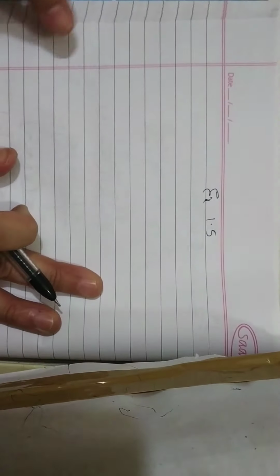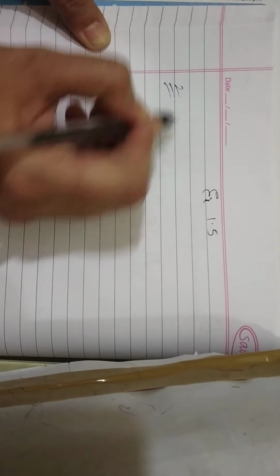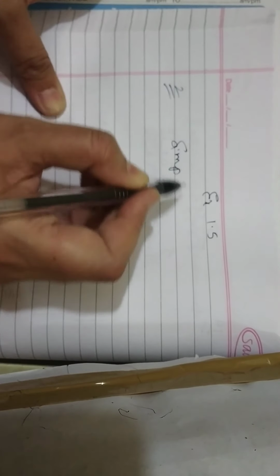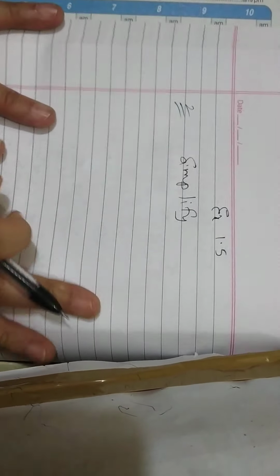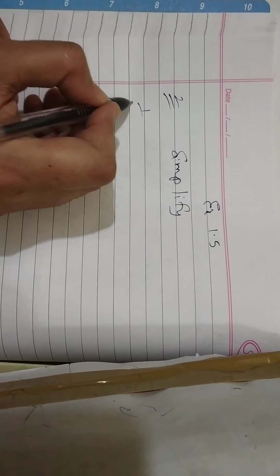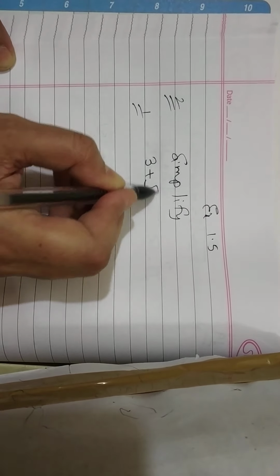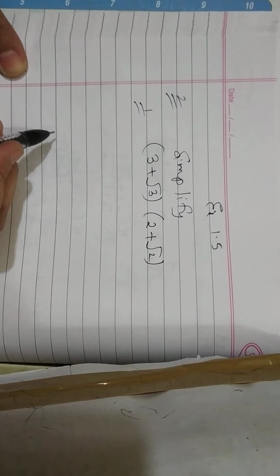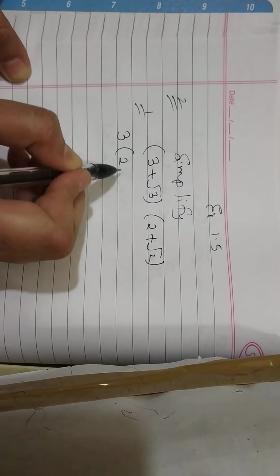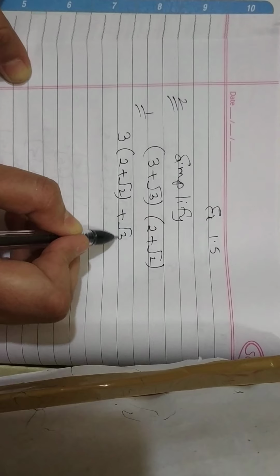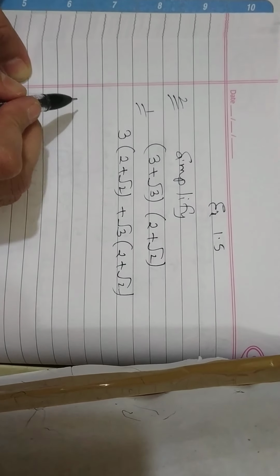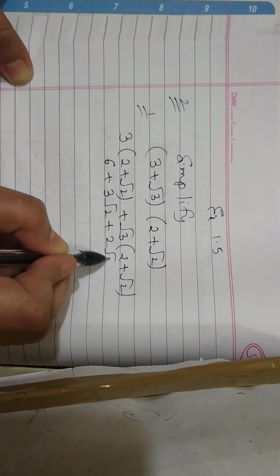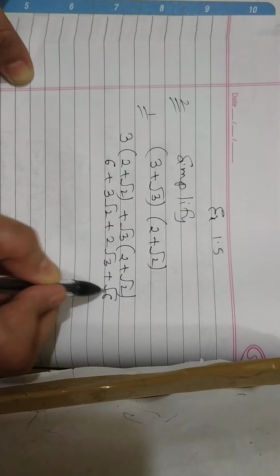We'll take the simple problems we have studied. With that, we'll take first exercise problem 2. Simplify. What is the first question? 3 plus root 3 into 2 plus root 2. We'll simplify. 3 bracket 2 plus root 2 plus root 3 bracket 2 plus root 2. What are we going to get? 6 plus 3 root 2 plus 2 root 3 plus root 3 into root 2, which will be root 6.